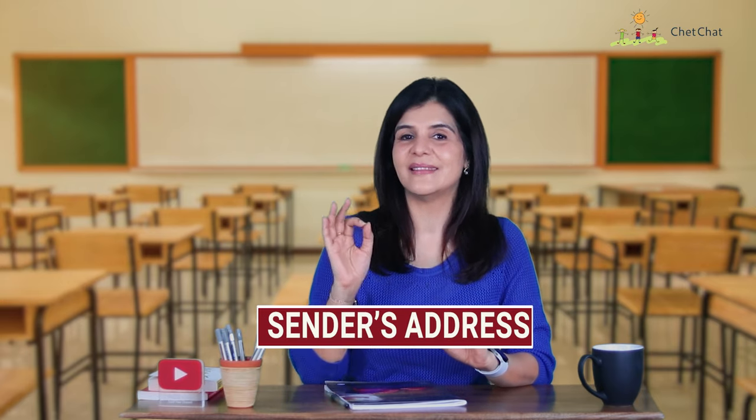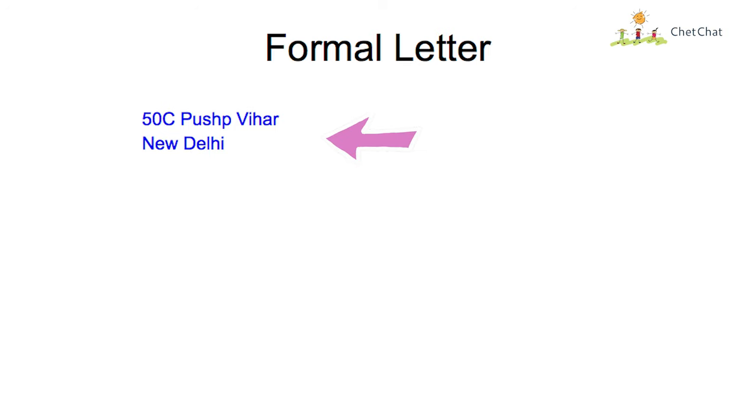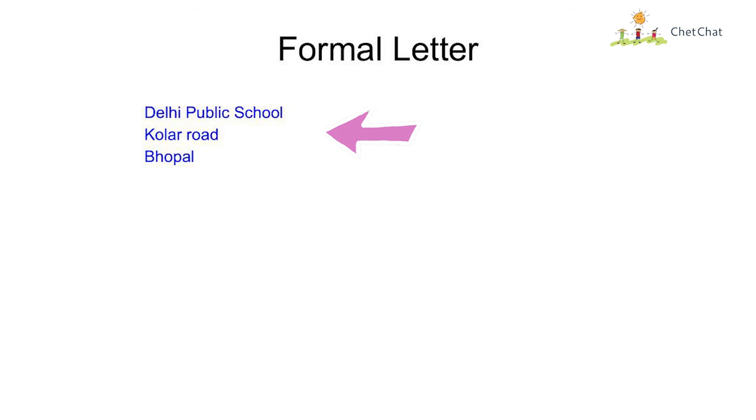We begin with the sender's address. This will be given to you usually in the question. The sender is the person who wants to inquire, say, perhaps about an ad in a newspaper, or the sports secretary who wants to order footballs for the school. So for example, let's say the sender's address is 50C Push Vihar, New Delhi. Now if you have to write on behalf of the school, the address should be the school's address, not your own school, but the school mentioned in the question. Delhi Public School, Kolar Road, Bhopal.